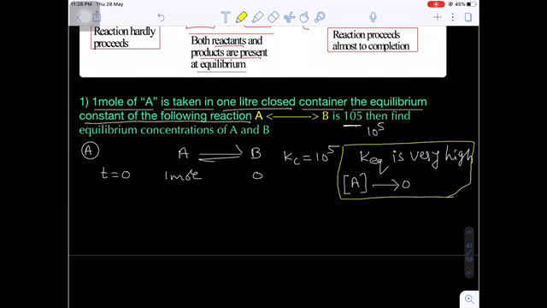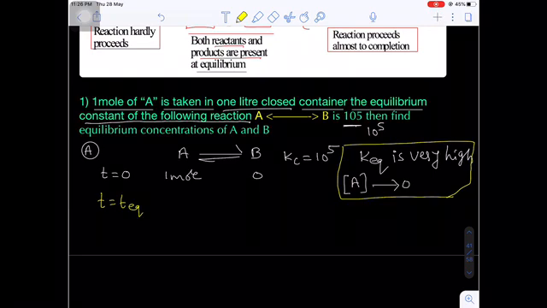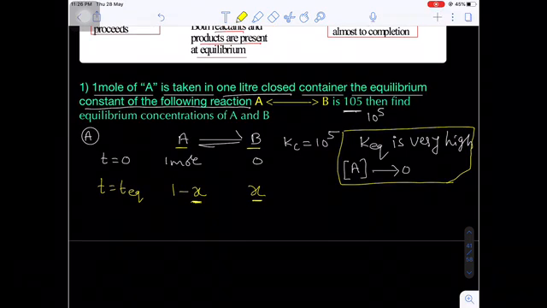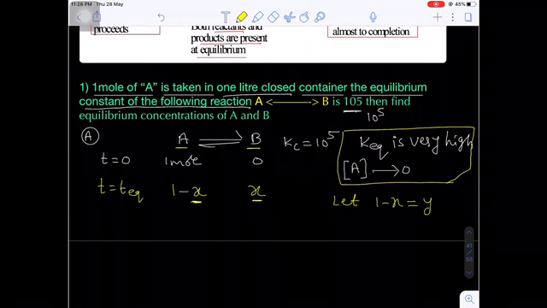Let's suppose the reaction attains equilibrium at time interval t. Here I am subtracting x moles of A consumed, and x moles of B will be formed, because of the 1:1 stoichiometric ratio. If 1 mole of A decomposes, then 1 mole of B forms. If x moles of A decompose, then x moles of B obviously should form. Now let 1 minus x be taken as y.